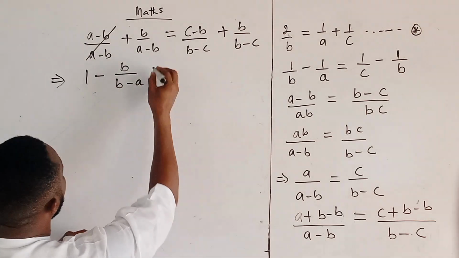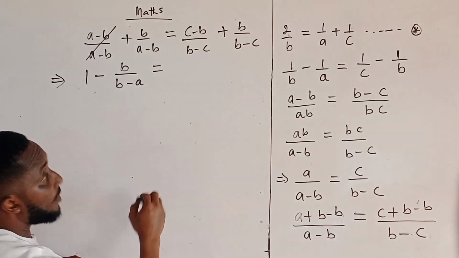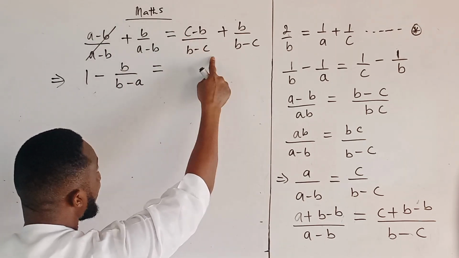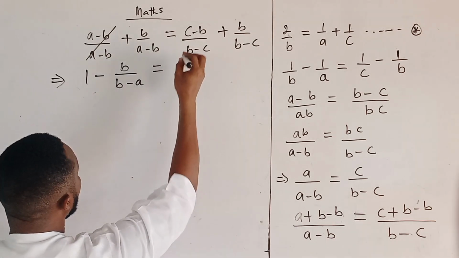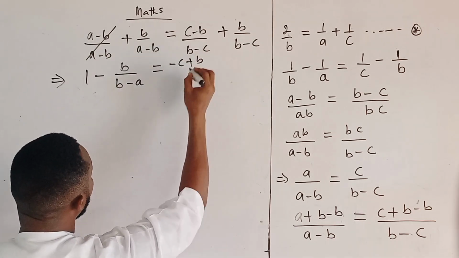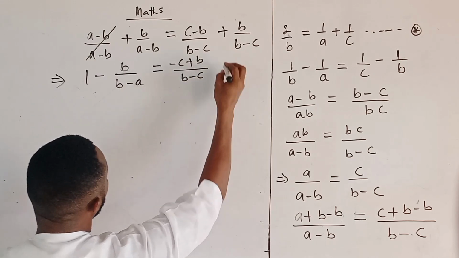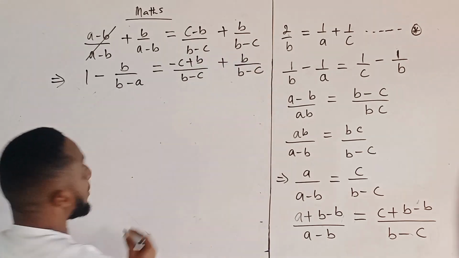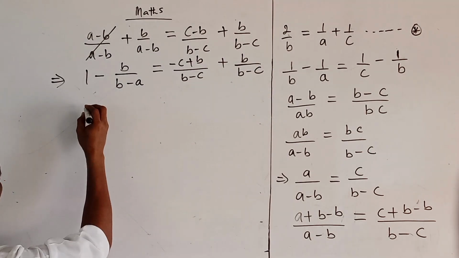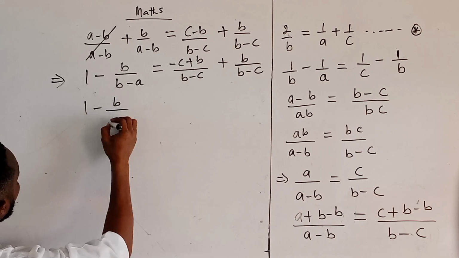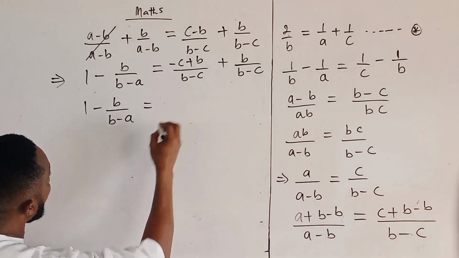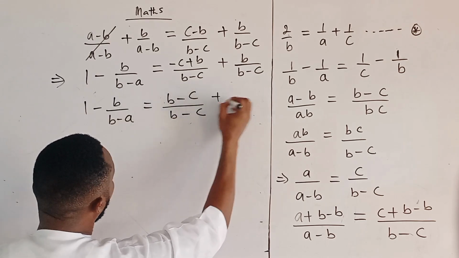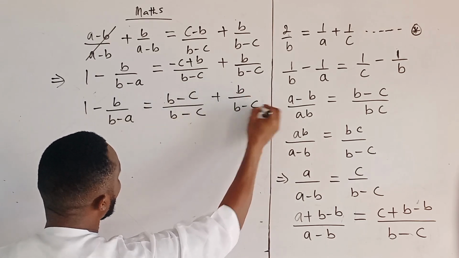Then here, I'm still going to do the same thing. So if I multiply the numerator of this fraction by -1, I will now have the same with the denominator. So I'm going to be having negative C plus B all over B minus C plus B upon B minus C. Okay, it's moving on very well. Then I can rewrite everything again. 1 minus B all over B minus A is going to be B minus C upon B minus C plus B upon B minus C.